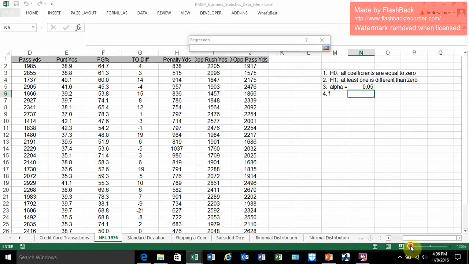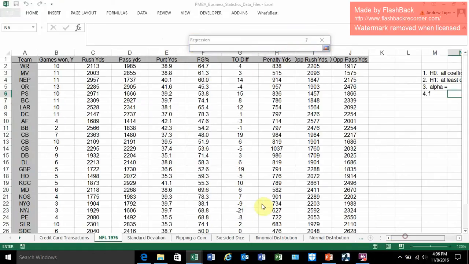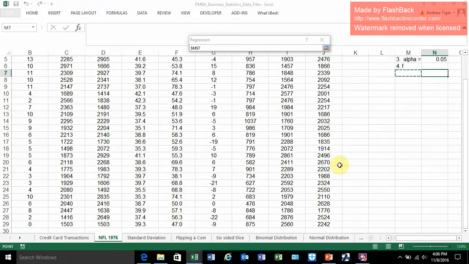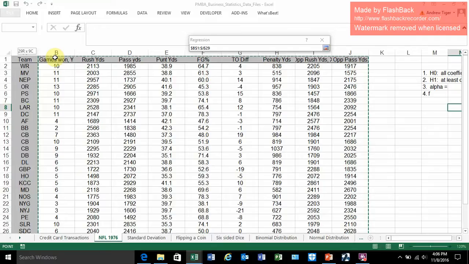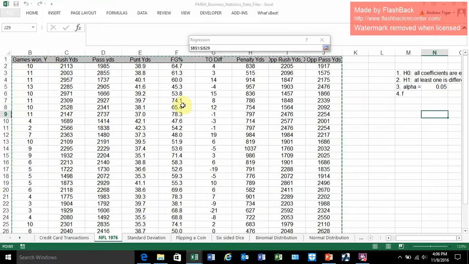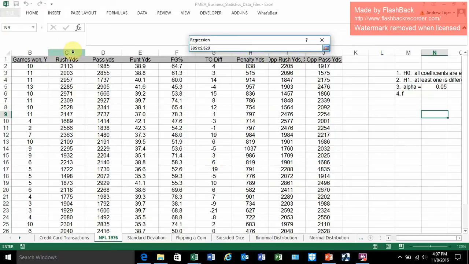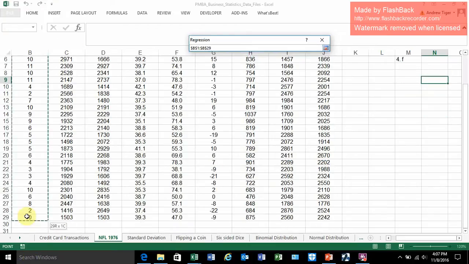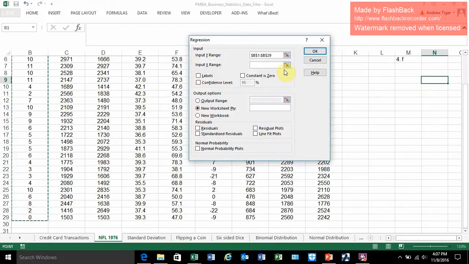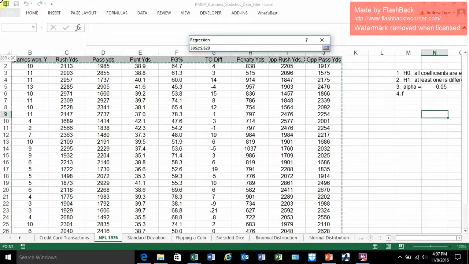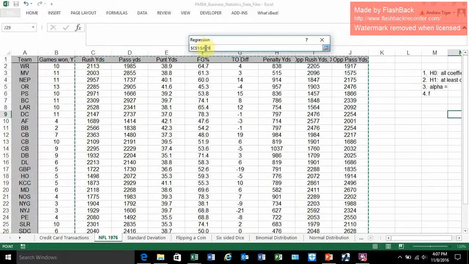and grab the data. Sorry, I'll get it in a minute. There's my wins, my y variable here, and my x variables.